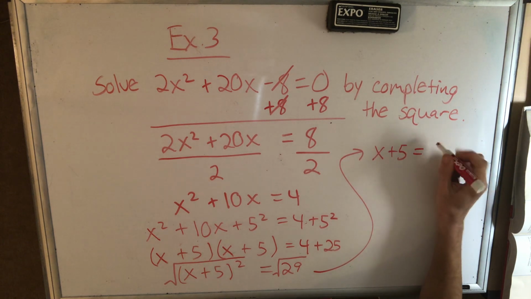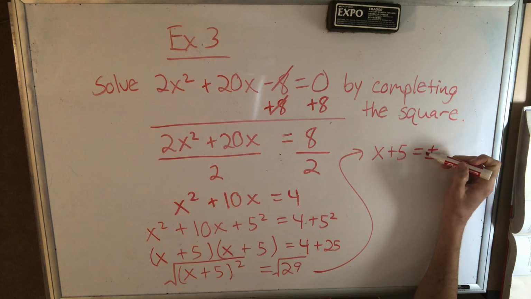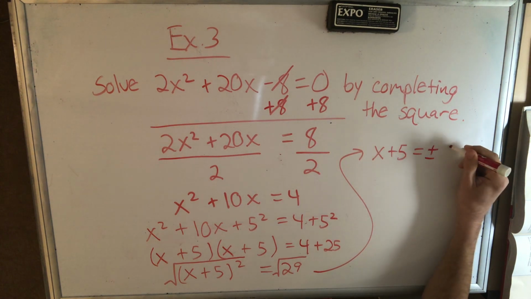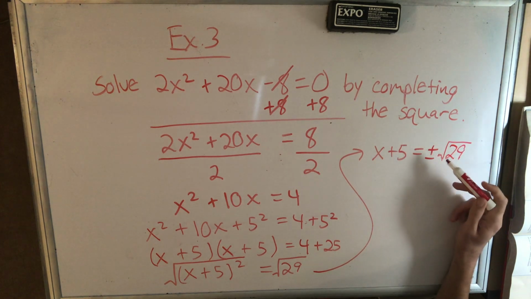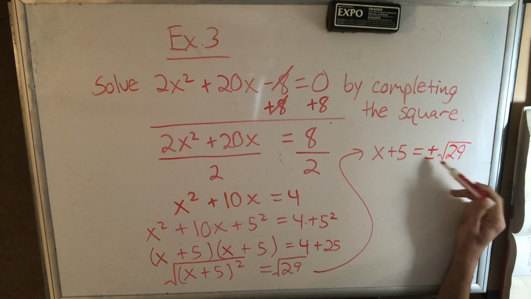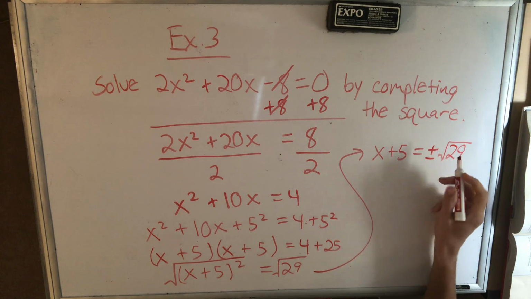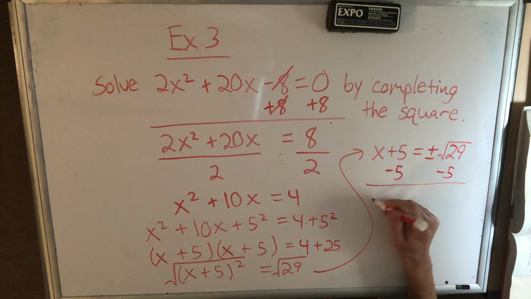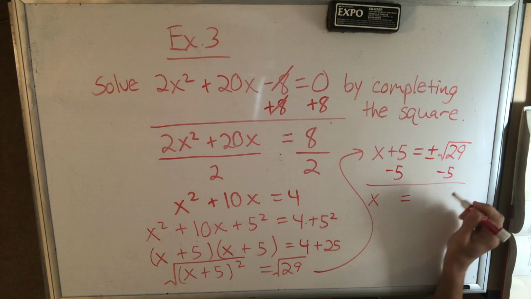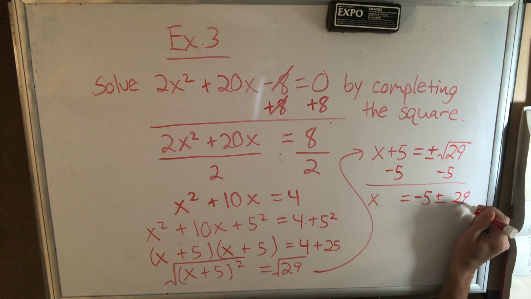And then make sure you put plus or minus on the opposite side of the equal sign from the variable anytime you take the square root of both sides. Because remember, negative square root of 29 times negative square root of 29 is also positive 29. And then subtract 5 from each side. That's going to be x equals negative 5 plus or minus square root of 29.